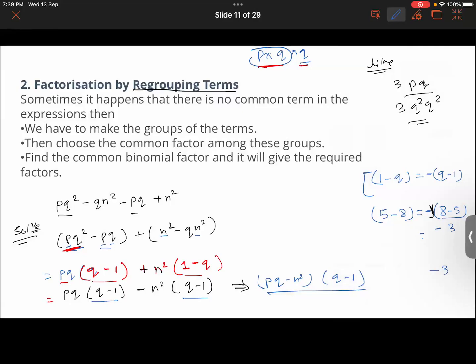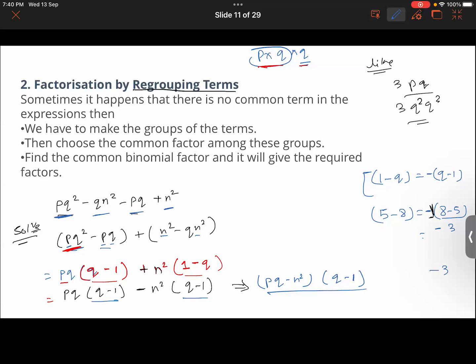So next was the factorization by the regrouping of the terms. So in regrouping, what was being done? For example, see this question: pq square minus qn square minus pq plus n square. To do the factorization of this expression, you will be collecting the like terms. For example, pq square and pq are like terms because both of them have got the same variables. No need to consider the power of the variables. It could be square, cube, or raised to the power 4 or 5 or 6, anything. What you need to see is whether the terms have the same variables or not.